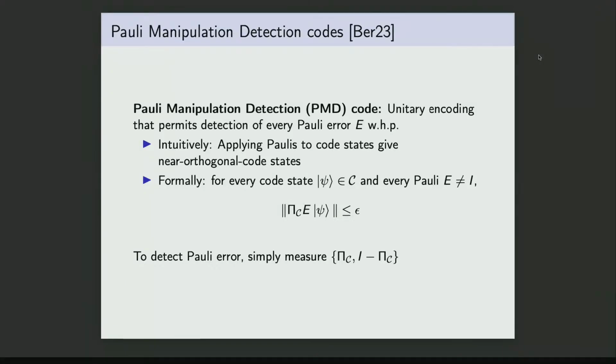Intuitively, we take some quantum state, some message, we apply an encoding, and now for any possible Pauli error, this will take our code state to something that's almost orthogonal to the code space. Formally, for any code state and any non-identity Pauli, applying this Pauli to the code state gives something whose projection onto the code space is at most epsilon. Here you can think of epsilon as like 2 to the minus order n. In general, this detection algorithm is just measuring with respect to the projector onto the code space.